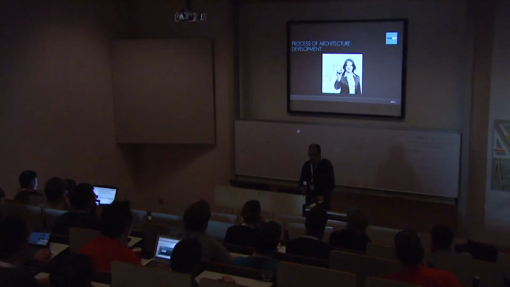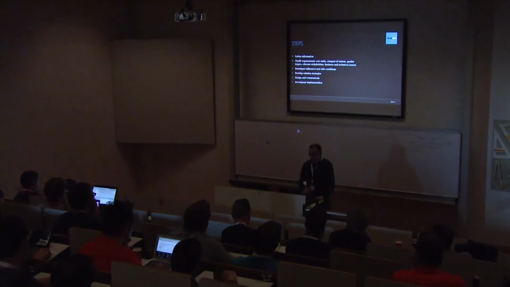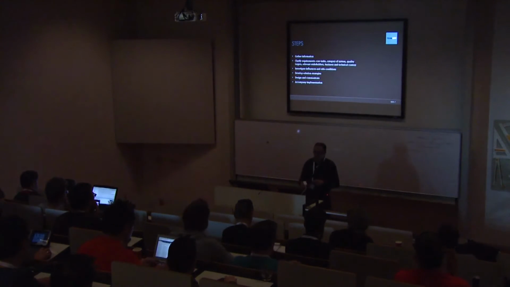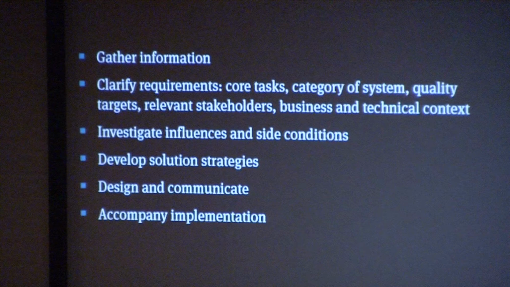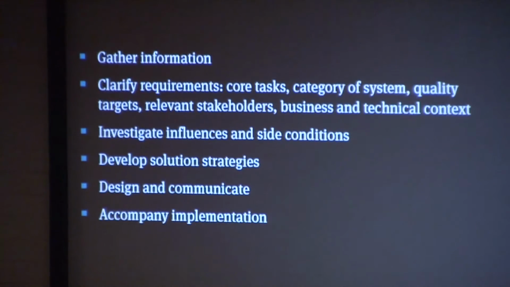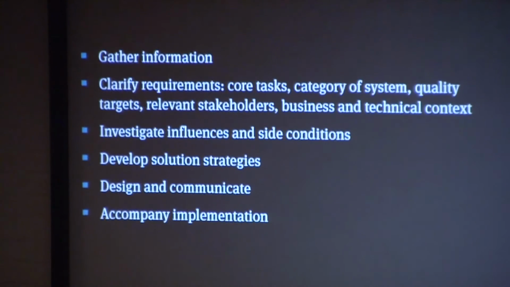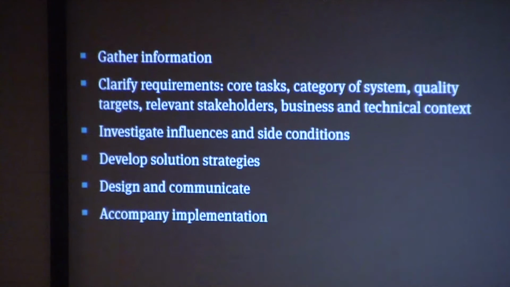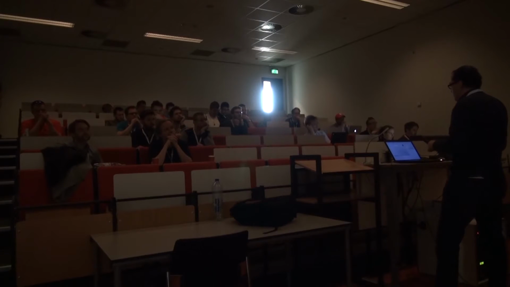So we continue. Okay, now we start with the process of architecture development, how you build up your architecture. There are some steps necessary. You gather information, you clarify the requirements, the core task, which category the system is, for example an interactive system or a mobile system, or embedded systems, which also need another architecture. Embedded systems are very close to the hardware, or a real-time system, which is even another category and quite difficult.